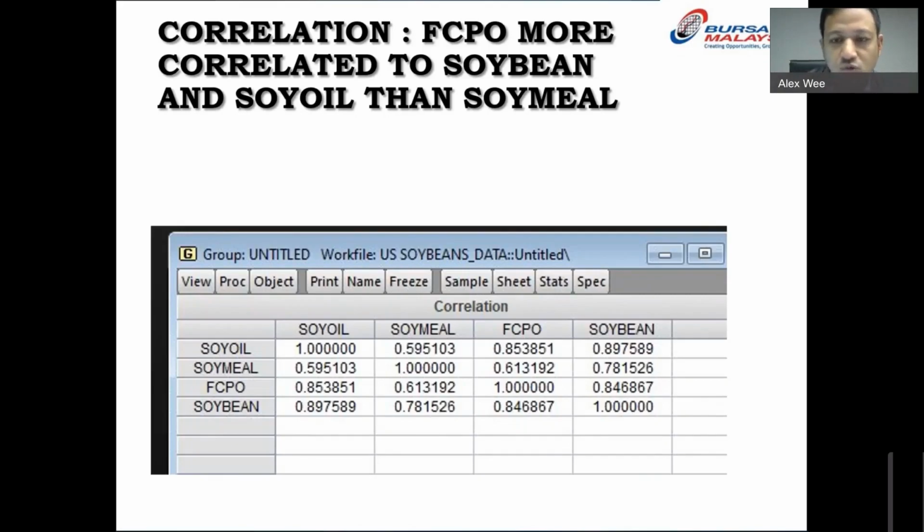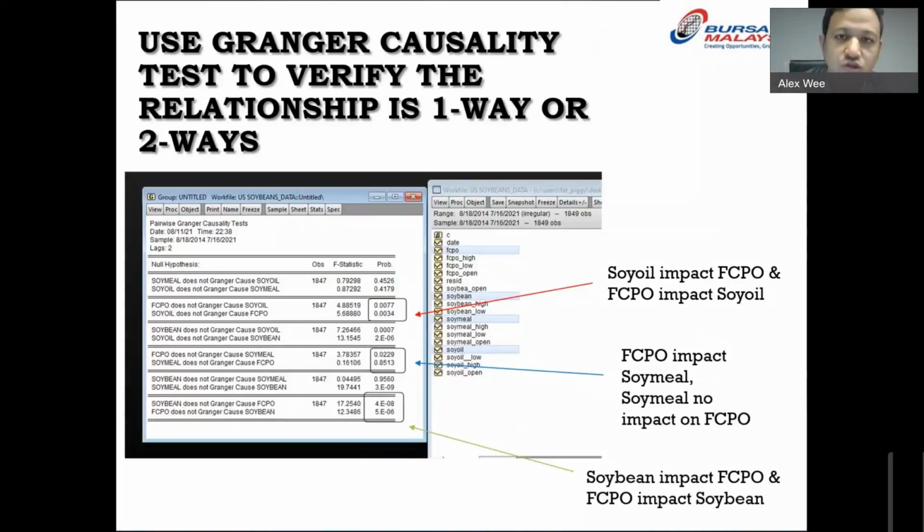But we don't know who is leading who, so you still need to go for the Granger causality test to verify whether this relationship is one-way or two-way. You can see from here that soya oil impacts FCPO and FCPO impacts soya oil, so it's both ways. FCPO impacts soya meal, but soya meal has no impact on FCPO. Soya bean impacts FCPO and FCPO impacts soya bean. So it means that one can actually lead the other.